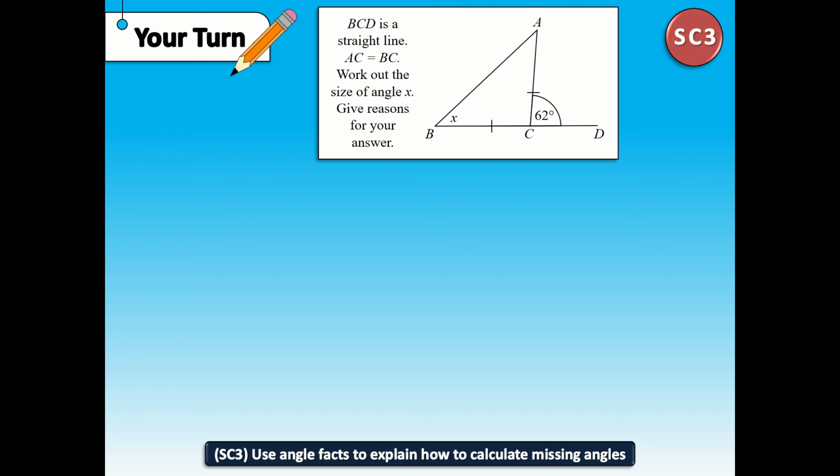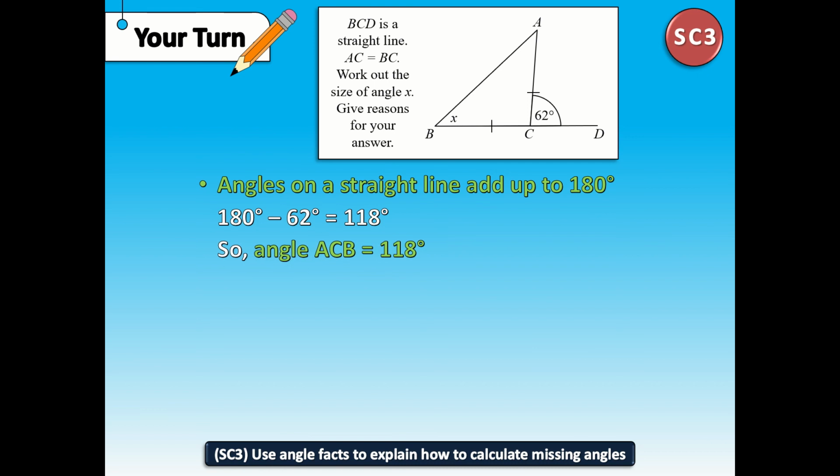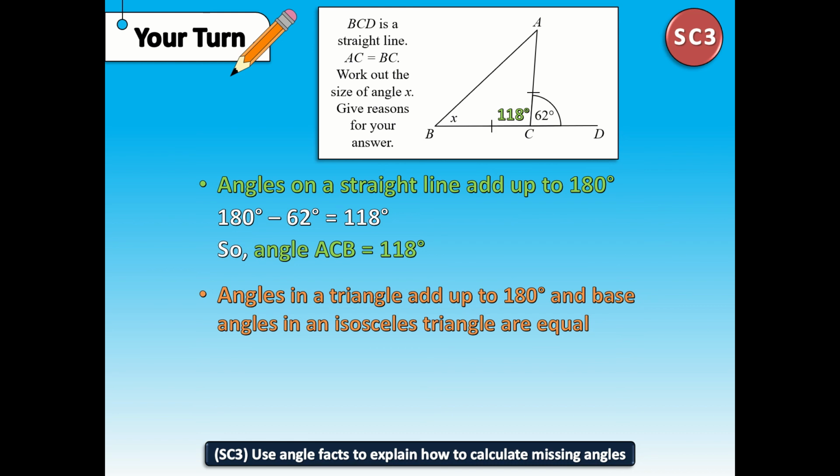So for this question, we want to work out the size of the angle X and give reasons for our answers. Well, angles on a straight line add up to 180 degrees. So angle ACB must be 118 degrees. And we also know angles in a triangle add up to 180 degrees, and the base angles of an isosceles triangle are equal. So if we take that away from 180 degrees, we get 62, and half of 62. So angle X is 31 degrees.